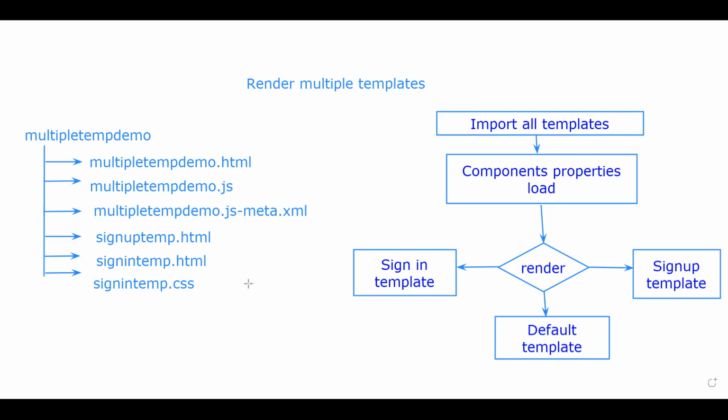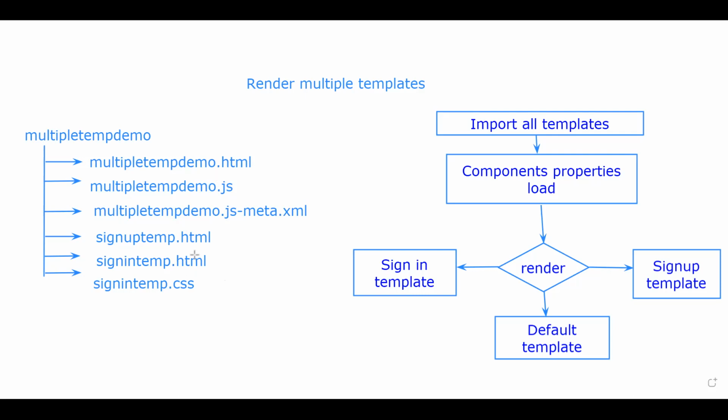So if you see the diagram on the right side, the first step in our JavaScript controller file is to import all the templates into the component. If you see the structure, how many templates do we have? We have 3 templates. This one is the default one, but these two are not the default templates, correct? So the first thing we have to do is import all these 3 templates in our component JavaScript file.